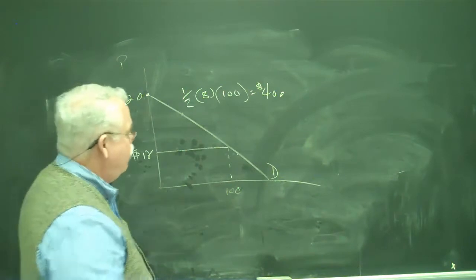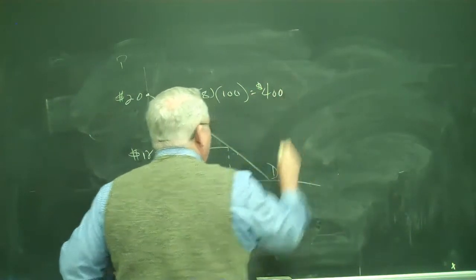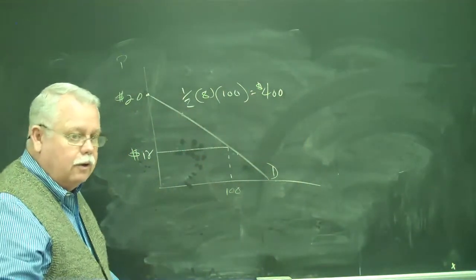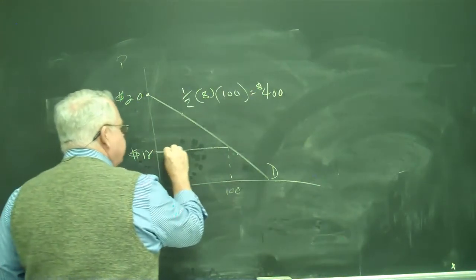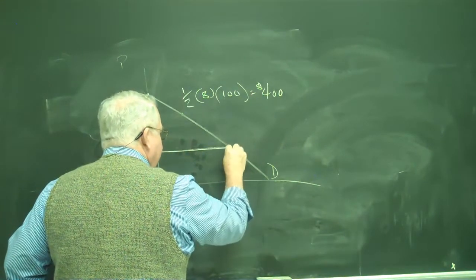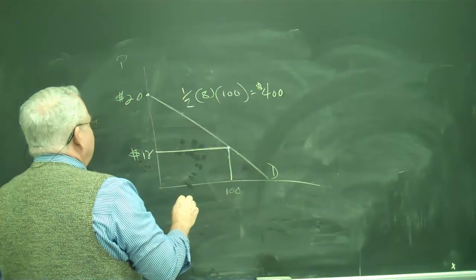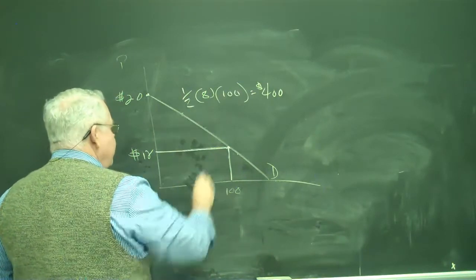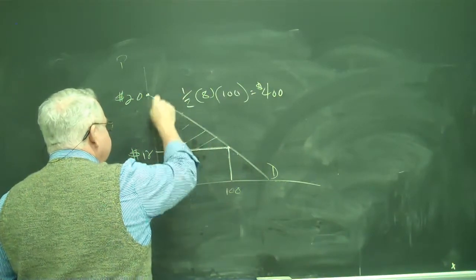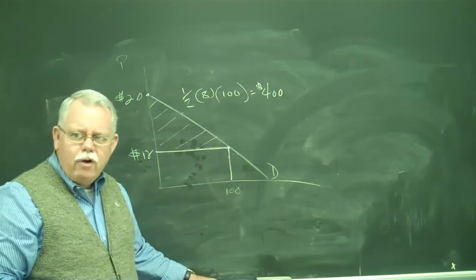Right. Okay, good. So here's the thing. We've done this before. If we know that's $400, how can we go get it?